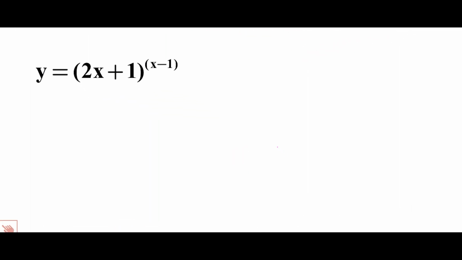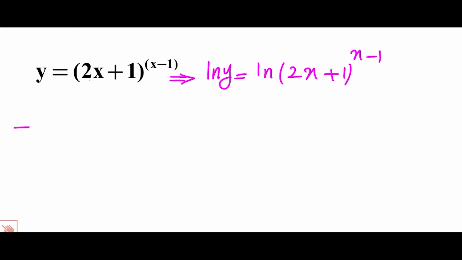Find the derivative of y, if y is equal to 2x plus 1 to the power of x minus 1. So first take the natural log of both sides. So we have ln of y is equal to ln of 2x plus 1 to the power of x minus 1. So ln of y is equal to, bring the exponent down, x minus 1 times ln of 2x plus 1.